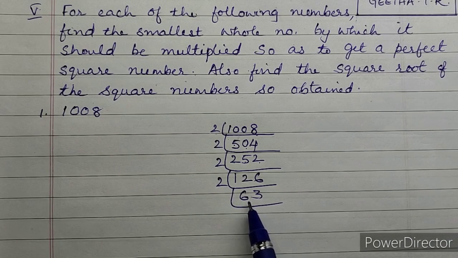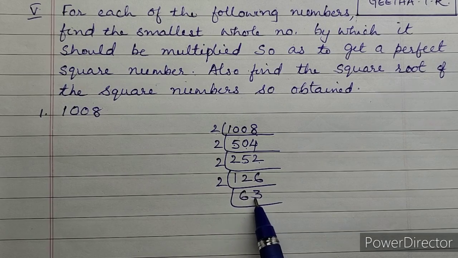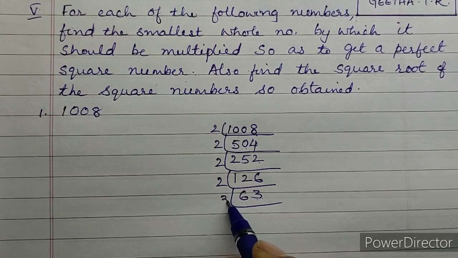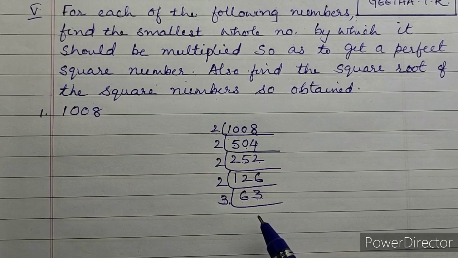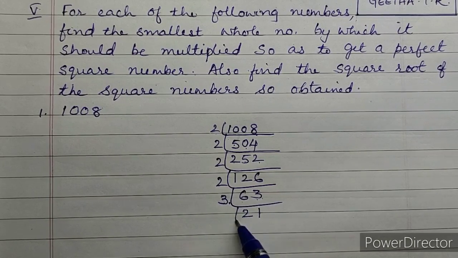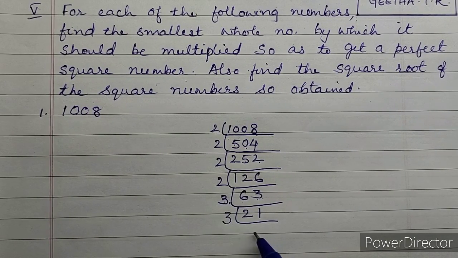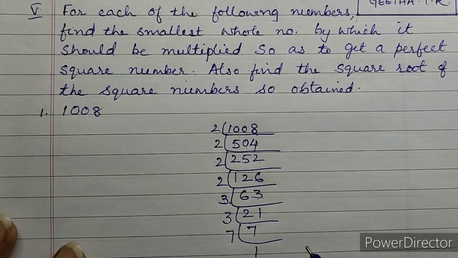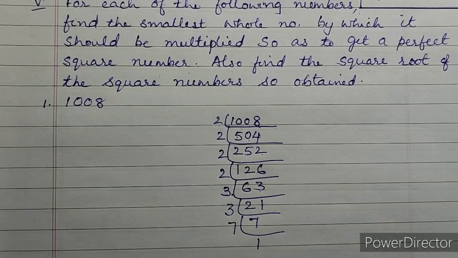So the next number is 3. How will you find whether the number is divisible by 3? You should add the digits and see if that number is divisible by 3. 6 plus 3 is 9, and 9 is divisible by 3, so you can divide by 3. That is 3 times 21, then 21 is 3 times 7, and 7 times 1. Till you get 1, you have to continue that.